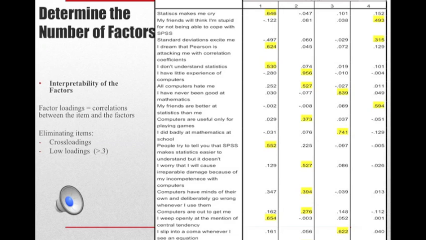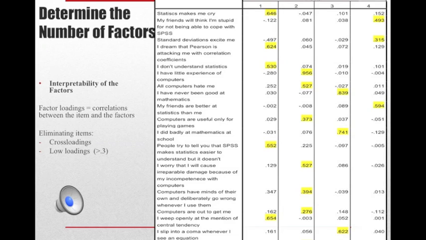Based on the number of eigenvalues larger than 1, I started with the 4-factor solution represented in this table. The numbers listed in the 4 columns are the item loadings. For each item, we compute a coefficient that shows the correlation between that item and the factors. The item is assigned to the factor with the highest loading. For instance, the first item is assigned to the first factor, the second and the third items are assigned to the fourth factor, and so on.